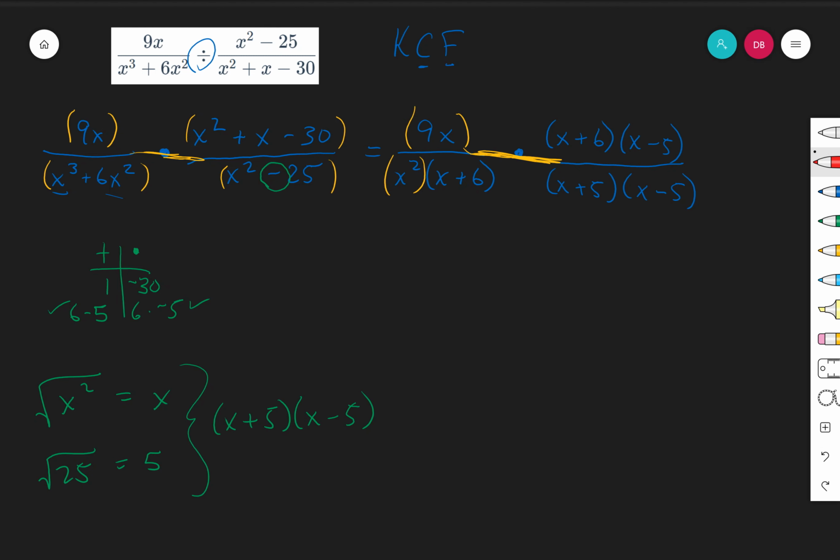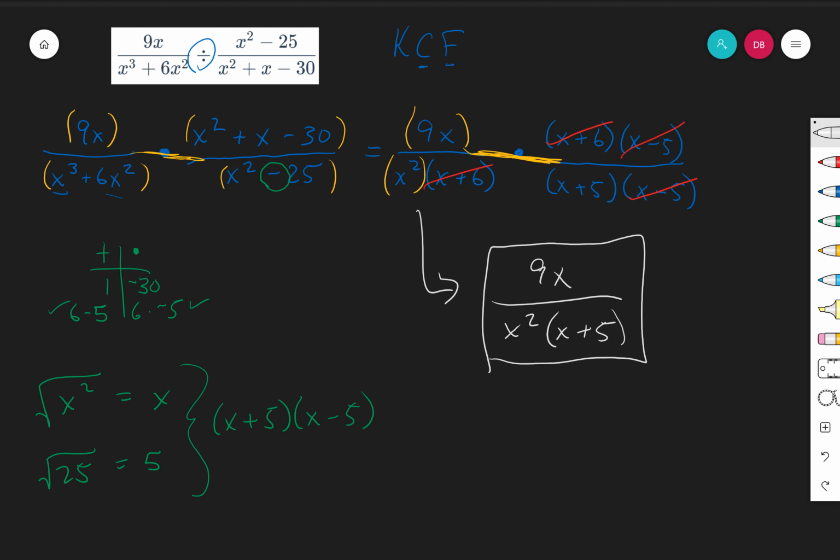So what can we cancel out? Well, we've got an x plus 6 on the top and on the bottom. We also have an x minus 5 on the top and on the bottom. And that's all we can cancel out. There's nothing left to cancel out. So then our final answer becomes, all we're left with on top is 9x, and all we're left with on bottom is x squared times x plus 5. And that is our final answer. We canceled out everything we could. We did the division, and that's our final answer.